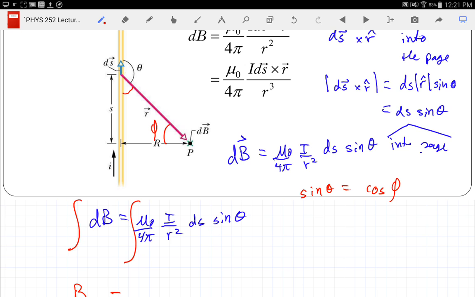What was that? Could you just use cosine theta? Well, theta is this angle, and I'm changing to that angle. So that's the first shift, just to get into phi.